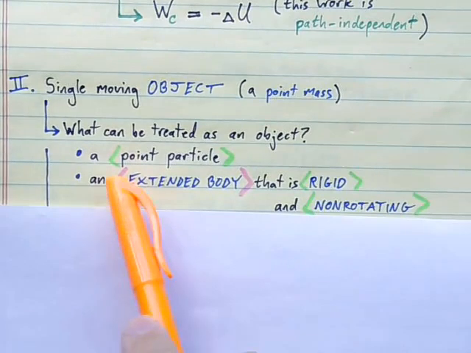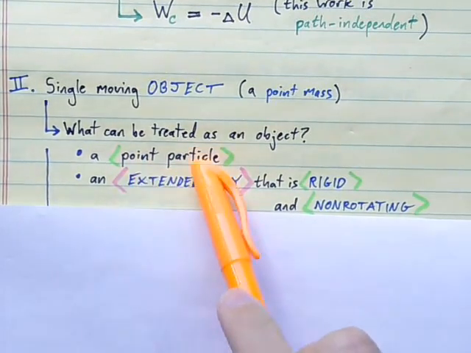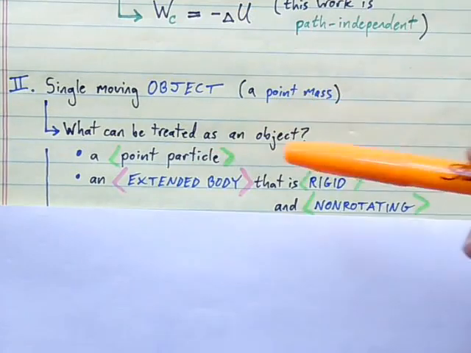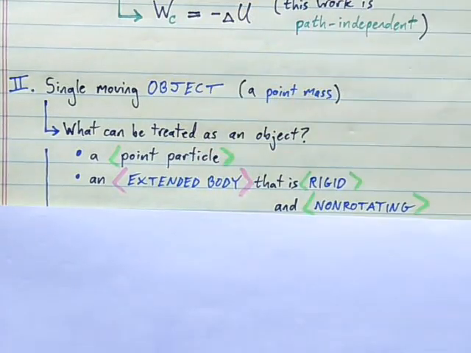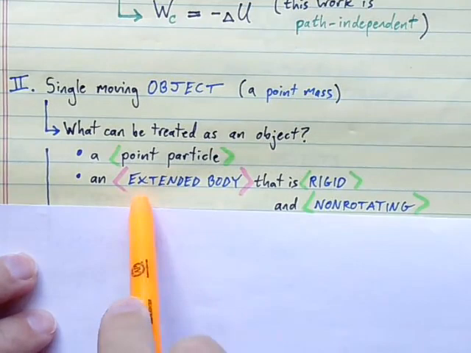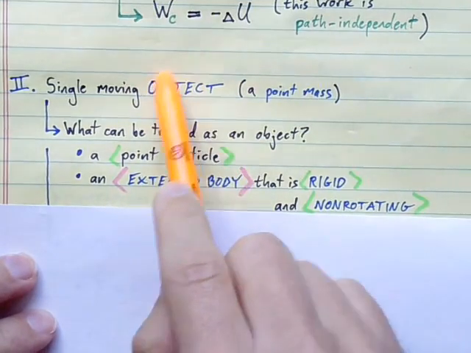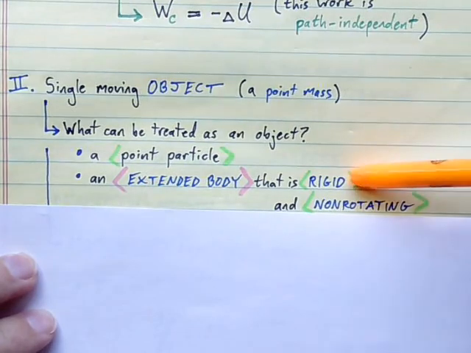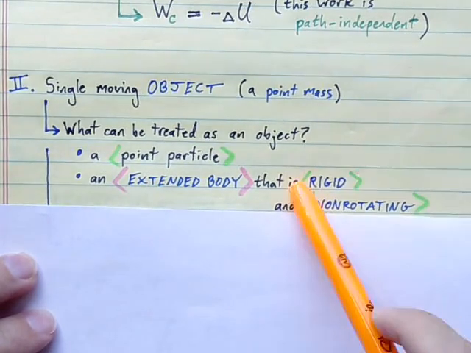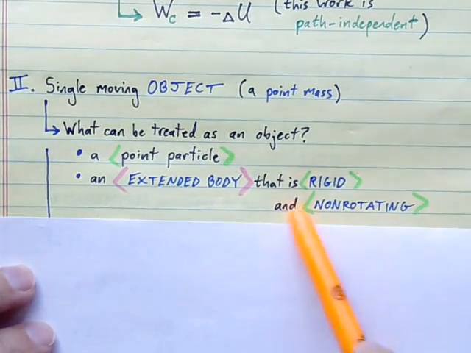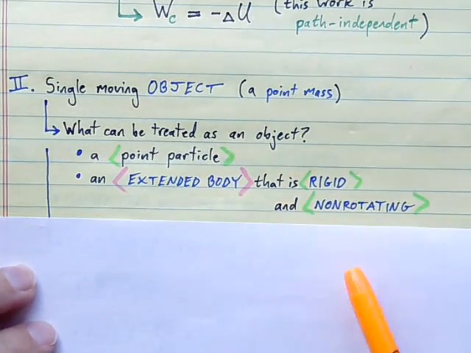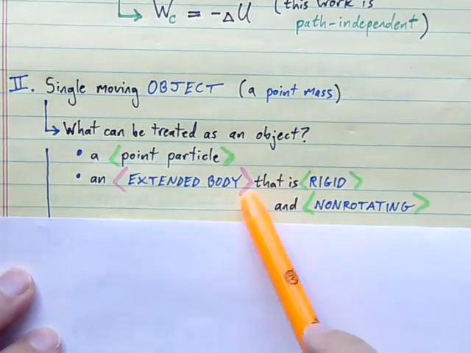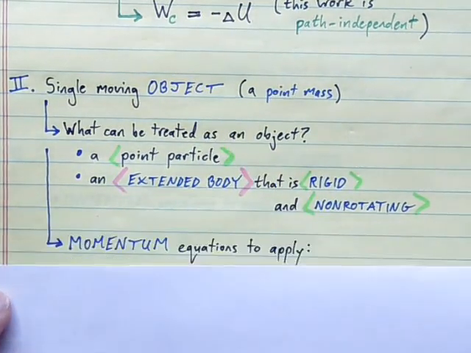An actual point particle, if you have something like an electron or some other small fundamental particle that has no volume, that's obviously treatable as a point mass. But we can also treat any extended body as an object if that extended body is rigid, that is, it doesn't compress or change shape, and it is non-rotating. We'll deal with rotating extended bodies later on. But any non-rotating rigid extended body you can treat as an object, a point mass.